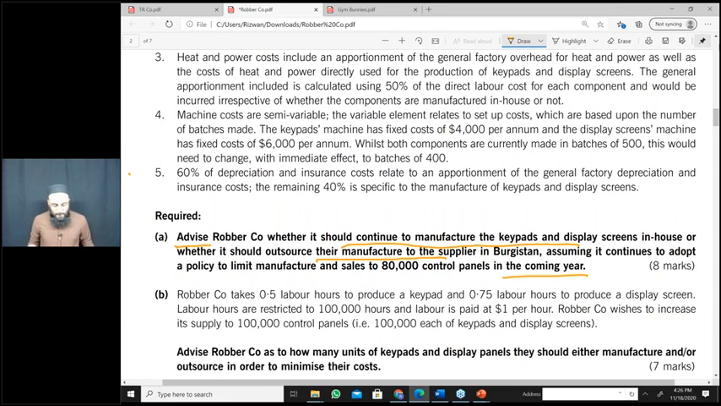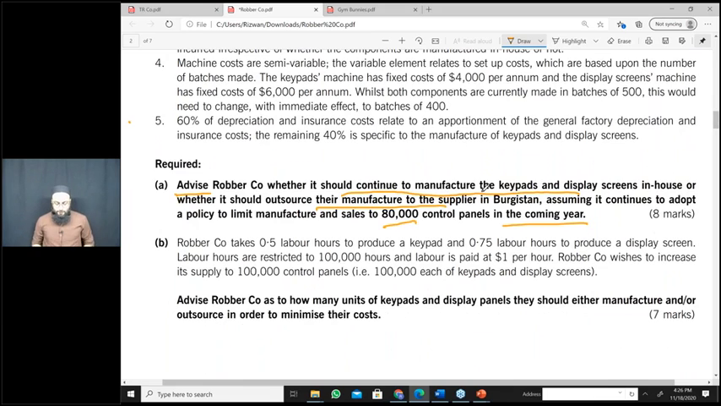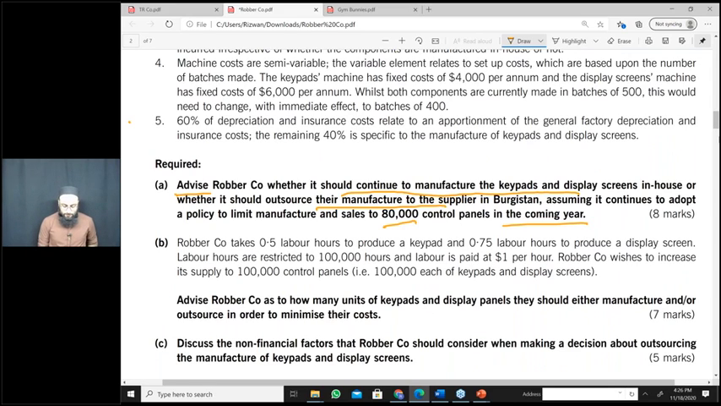Okay, and 80,000 units. Second part, Robber Company takes 0.5 labor hours to produce a keypad and 0.75 labor hours to produce a display screen. Labor hours are restricted to 100,000 hours and labor is paid $1 per hour. Okay, restricted hours, right? Limiting factor. Robber Company wishes to increase its supply to 100,000 control panels. Advise Robber as to how many units of keypad and display screen they should either manufacture or outsource in order to minimize their costs. Okay, so another question, but this is of limiting factor.